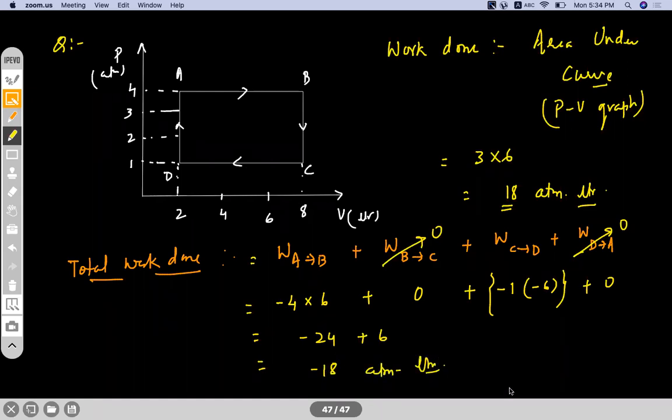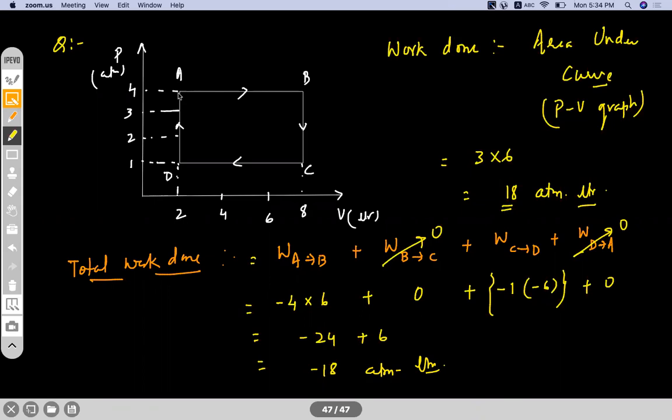So when you solve like this stepwise, you will get the sign, whether it is negative or positive. But if you find the area under the curve, then we'll have only the magnitude, not the sign. Okay.